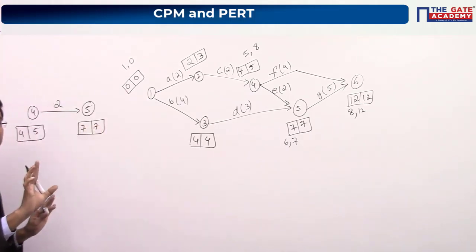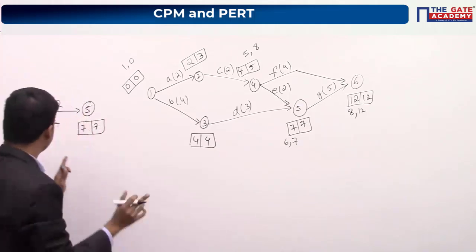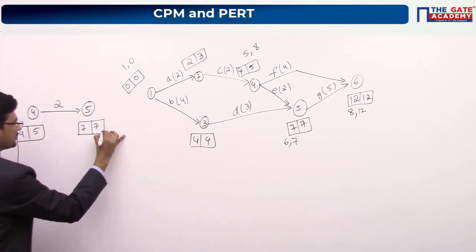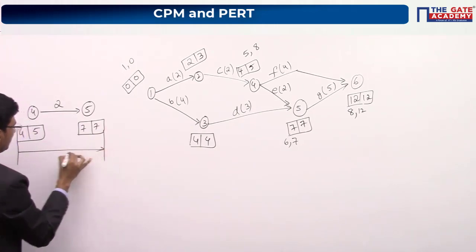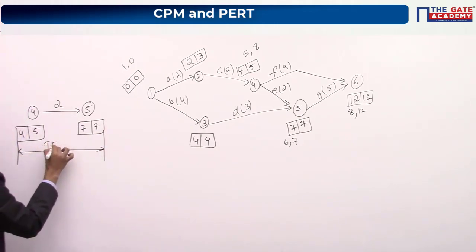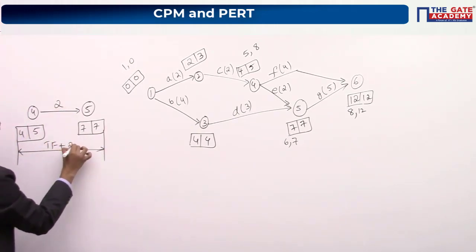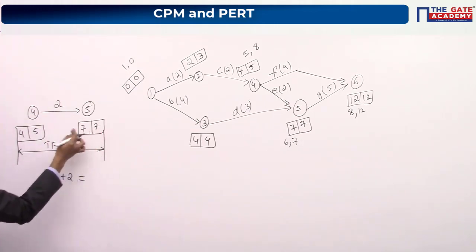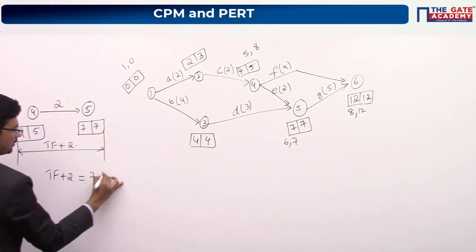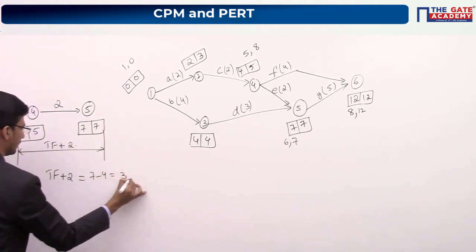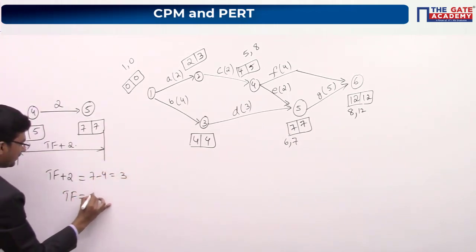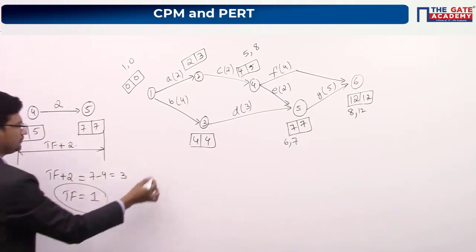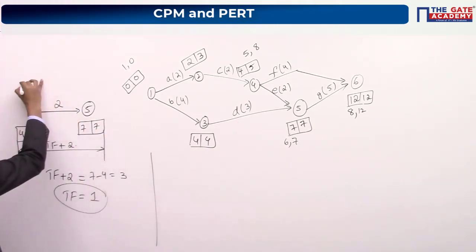So again I am repeating. Don't remember any formulas. Remember this diagrammatic representation. So total float will be from this point to this point. Total float plus Dij, now it is 2. So total float plus 2 is equal to 7 minus 4, which is 3. So your total float value will be 1. So this is for activity E.